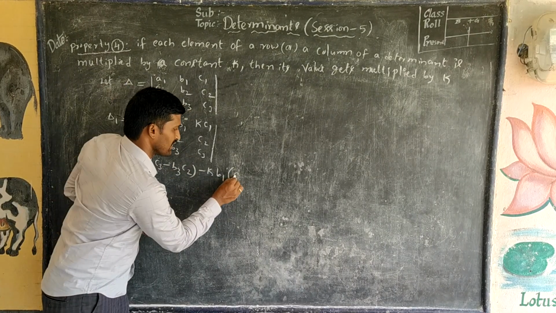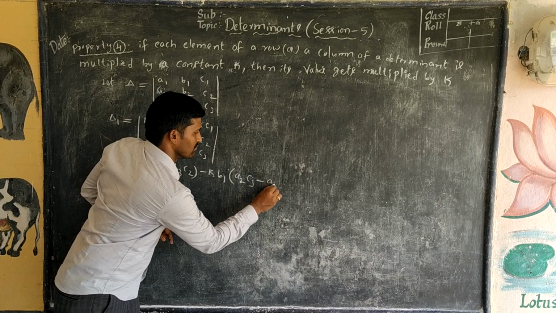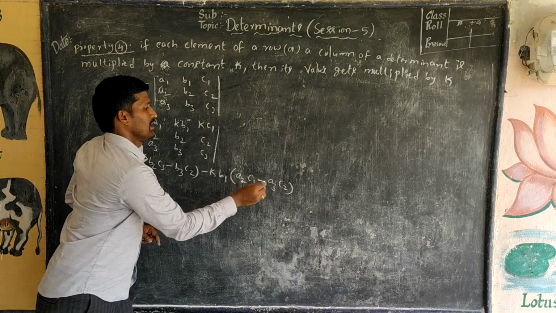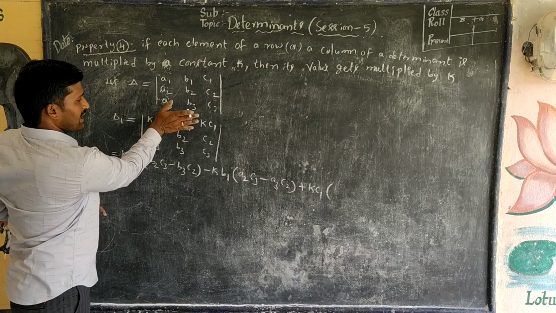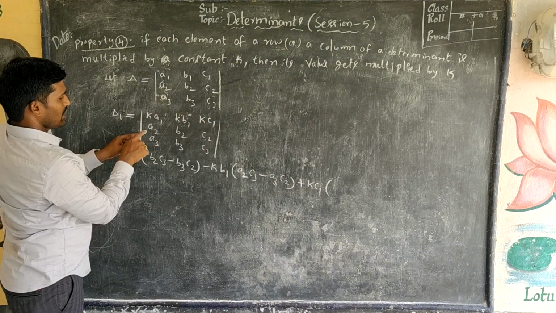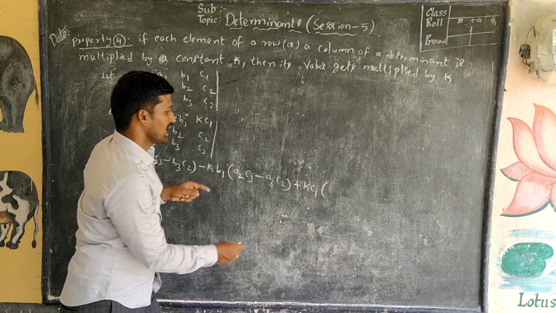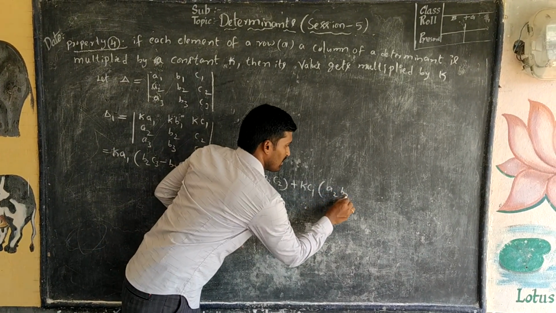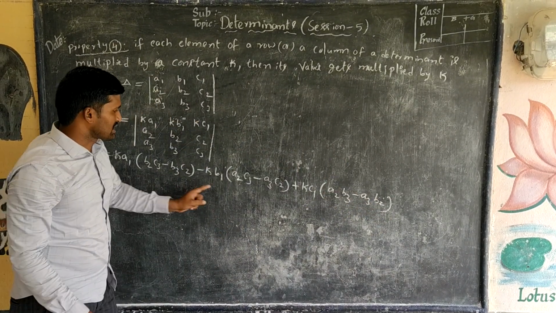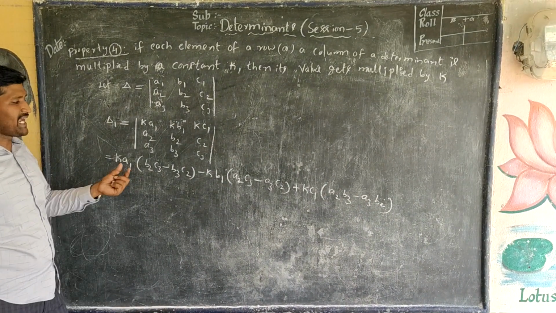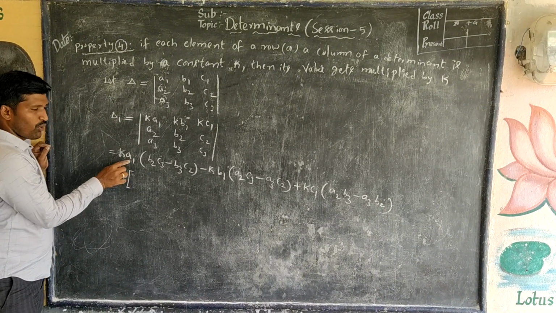A2 C3 minus A3 C2. The last element, the sign is plus: kC1 into, by deleting its row and column, the remaining elements A2, B2, A3, B3: A2 B3 minus A3 B2. In this total, what is common? k. k is common. k is common. What remains?